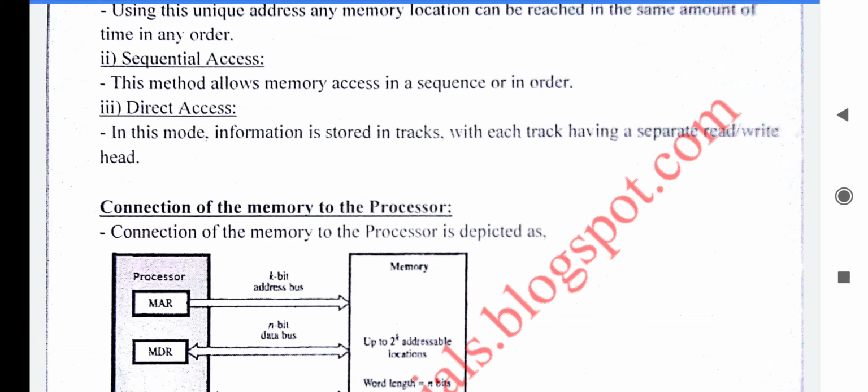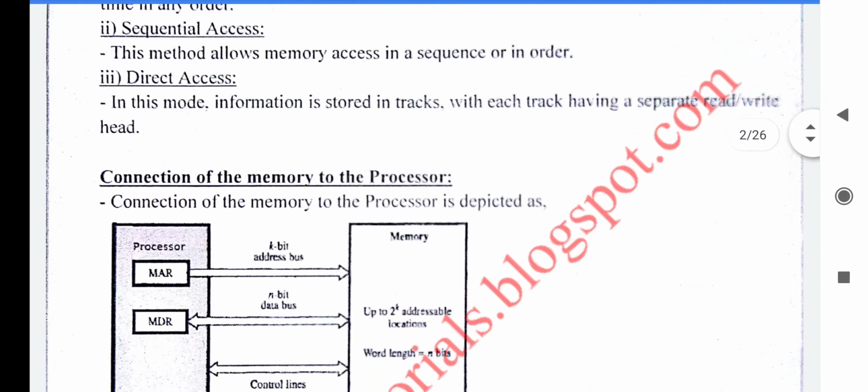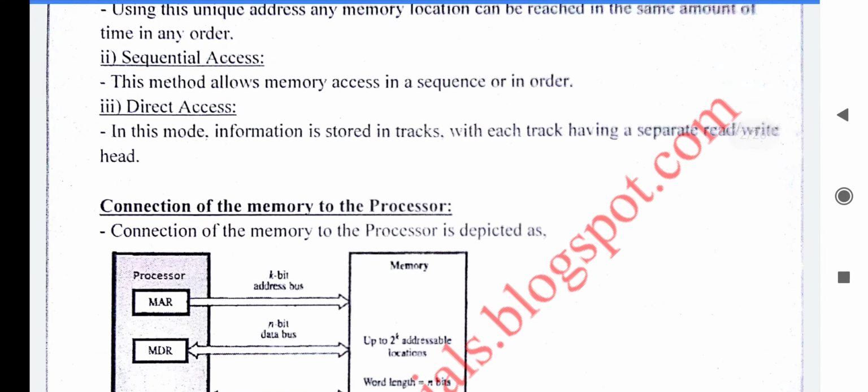Next, direct access. In this mode, information is stored in tracks. Hope you know tracks and sectors. Here, in this mode, the information is stored in tracks, with each track having a separate read or write head.